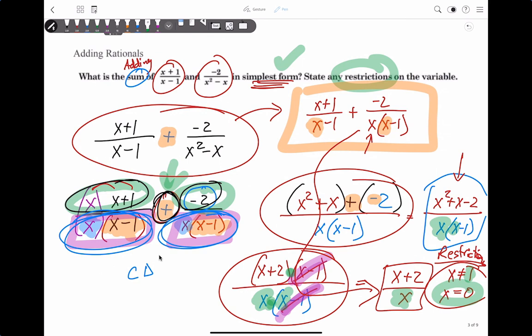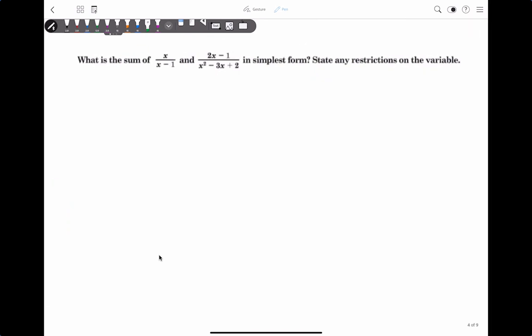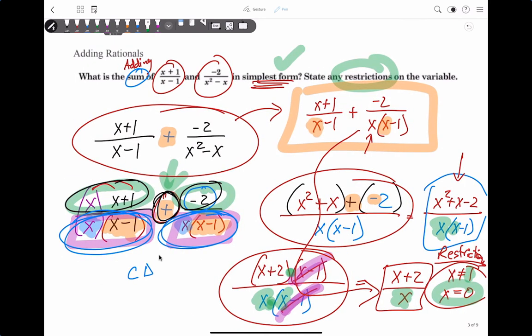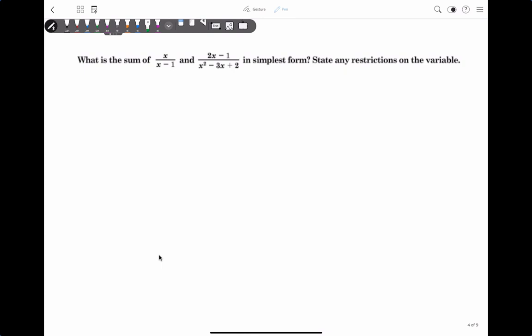All right. So our next one is going to be, what is the sum of this in simplest form? And then we're going to do the restrictions. This is very similar to this one, only there's a little bit more factoring. Okay. So let's first start off by factoring all the pieces. So 2x minus 1, there's no GCF there, but I can have an x minus 2 and an x minus 3 is the factored form of that denominator there. So now this one, there's nothing to factor.